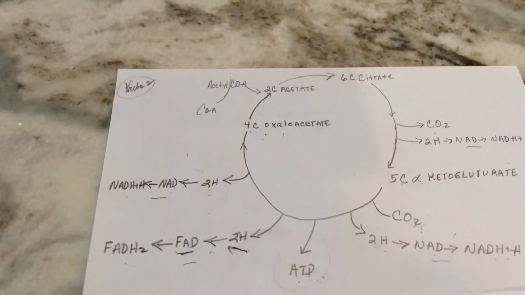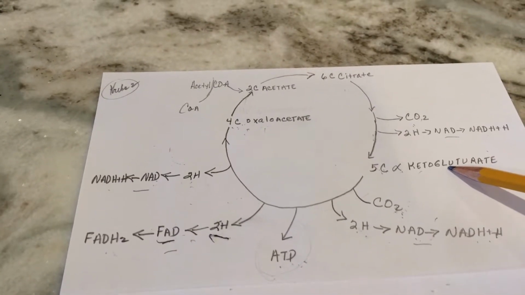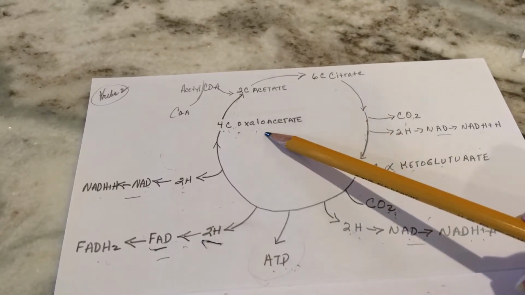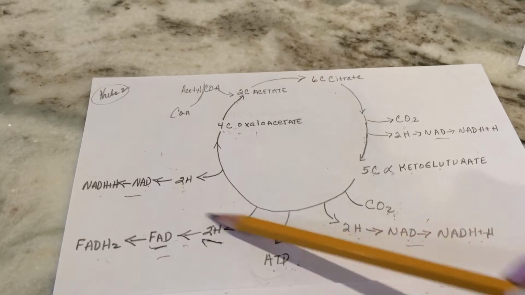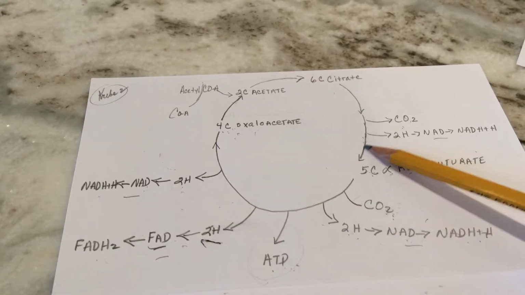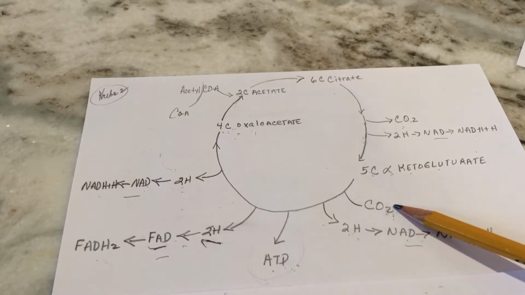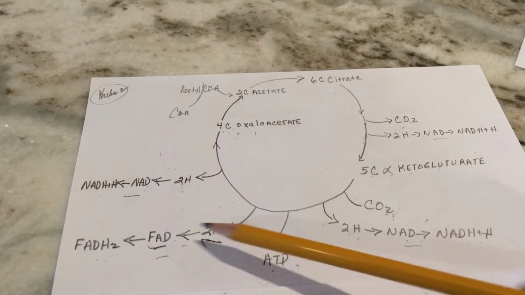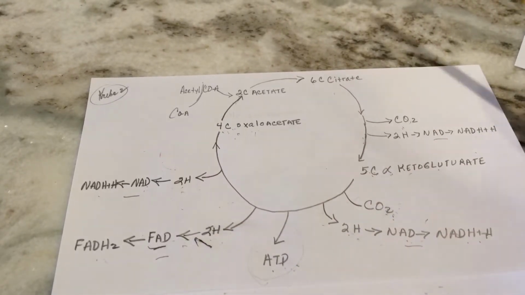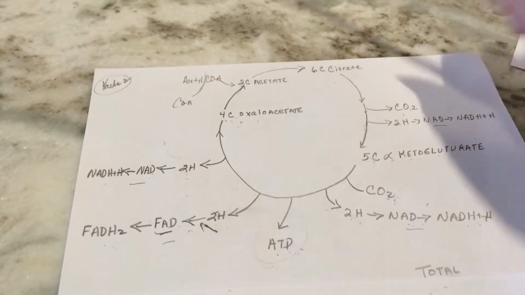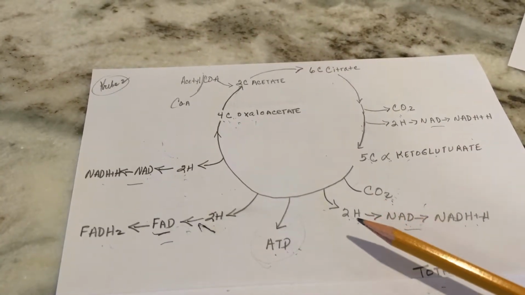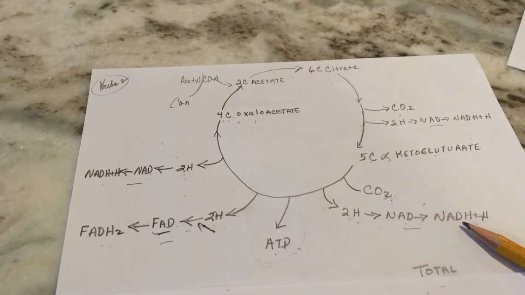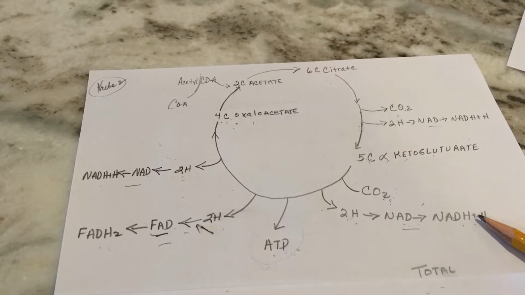Now, here's our 5-carbon alpha-ketoglutarate. To get from alpha-ketoglutarate to oxaloacetate, all of these reactions have to occur in between. There's a loss of carbon dioxide, decarboxylation. Now that cut us down from 5 carbons to 4 carbons, but we still have to make all of these buses and an ATP. So our compound, the ketoglutarate, is oxidized. It loses 2 hydrogens. They're picked up by NAD, making another bus for ETC, NADH plus H.